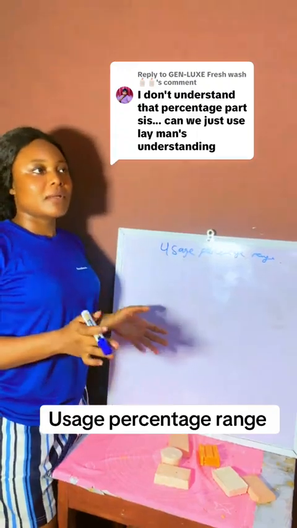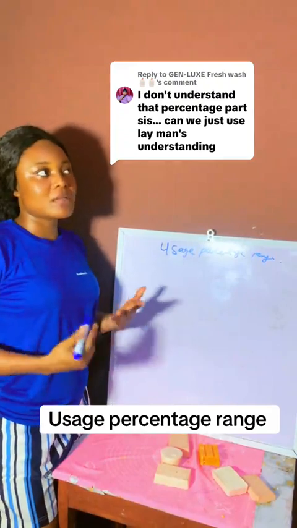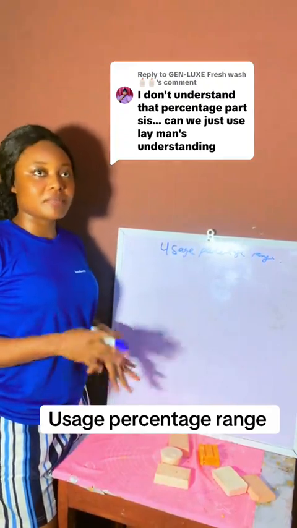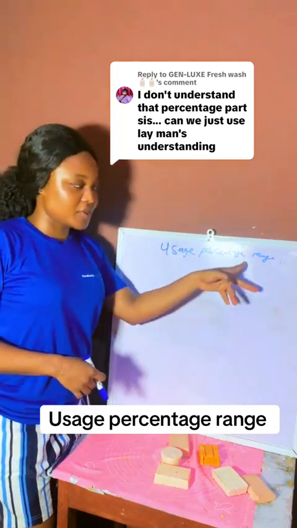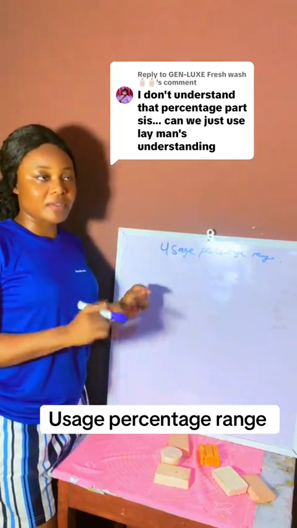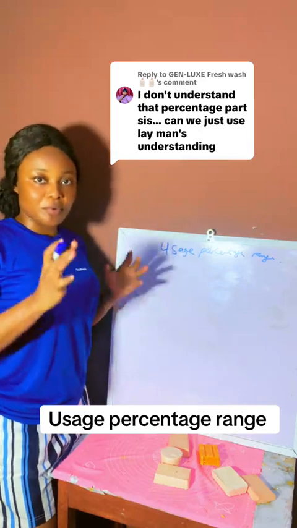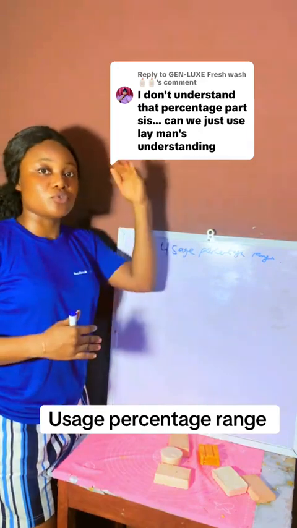So the last time I talked about the usage percentage range of cocamide, many people were saying, please teach us in layman's terms, break it down for us. So that brings me to the usage percentage range. Usage percentage range is the minimum or maximum amount of that ingredient that you're supposed to use for your production. You're not expected to use less than that, neither are you expected to use more than that.